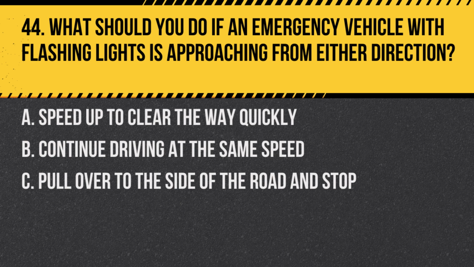A. Speed up to clear the way quickly. B. Continue driving at the same speed. C. Pull over to the side of the road and stop. Answer. C. Pull over to the side of the road and stop. When an emergency vehicle with flashing lights is approaching, pull over to the right side of the road and stop to allow it to pass safely.